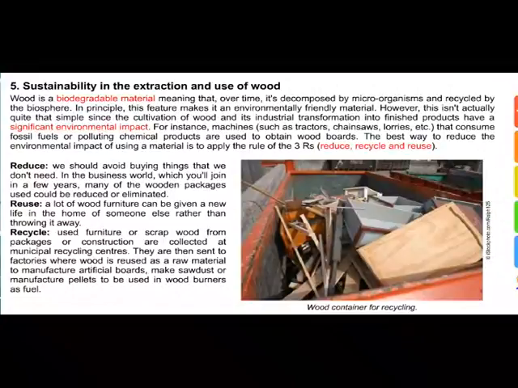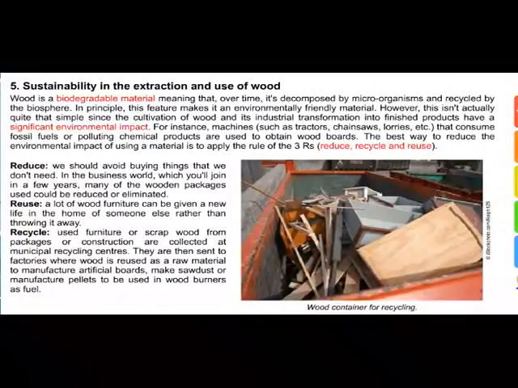The best way to reduce the environmental impact of using a material is to apply the rule of the 3 R's: reduce, recycle, and reuse. Reduce. We should avoid buying things that we don't need. In the business world, which you'll join in a few years, many of the wooden packages used could be reduced or eliminated.